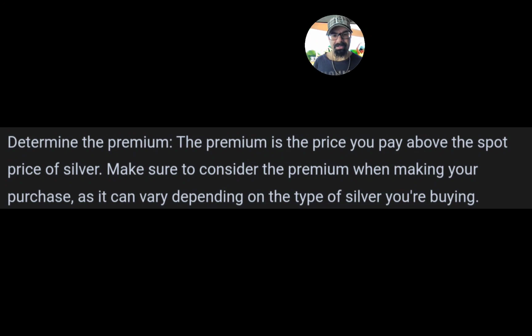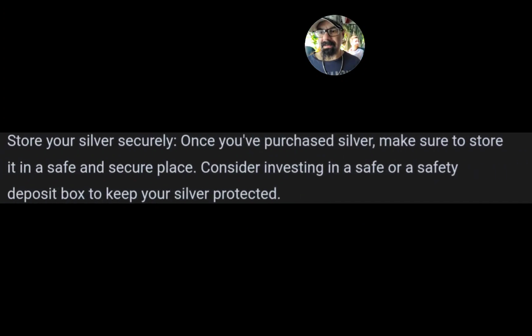That's why you have to do your due diligence and understand. I've got silver that I bought at $12. I've got gold I bought around $1,400. The premium sucked then because on gold it was about $80 an ounce back then. Now it's a little bit higher, like 100 and something. But that's just what you have to understand. Make sure to consider the premium when making your purchase, as it can vary depending on the type of silver you're buying. And then as I talked about, you're going to have to bury it somewhere.